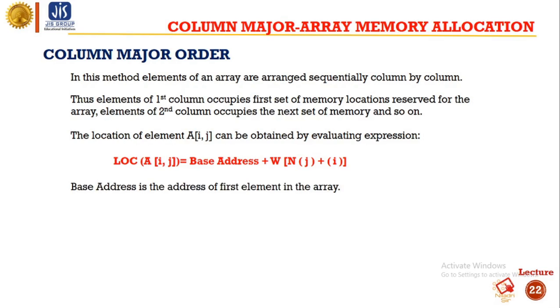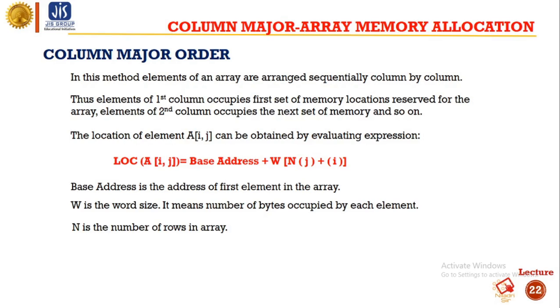Here the base address is the address of the first element in the array. As you know, W is the word size, that means the number of bytes occupied by each element. N is the number of rows in the array, and M is the number of columns in the array.